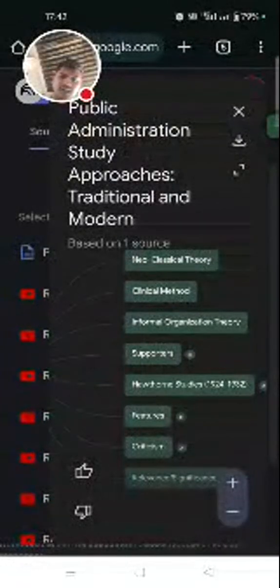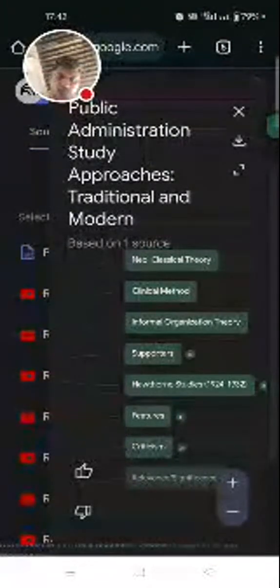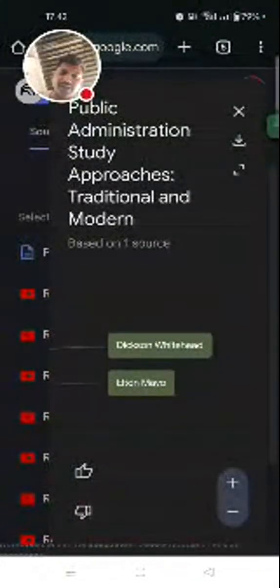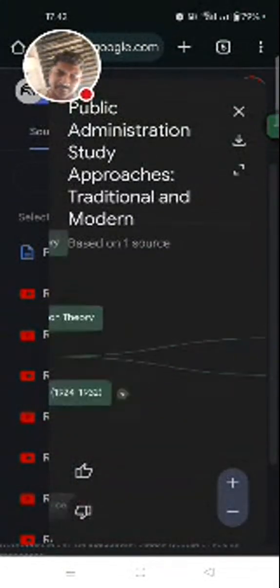The first one is a neoclassical theory, and it has a clinical method, and it is also known as informal organization theory. So there are three theories in this: neoclassical, clinical, and informal organization theory. The key supporters are Dixon, Whitehead, and Elton Mayo.